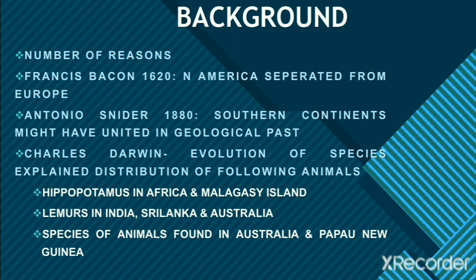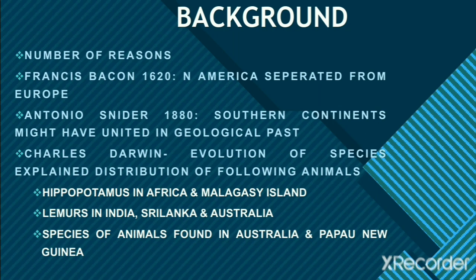In his Origin of Species, Darwin explained the distribution of certain animals in some parts of the world. One was with regard to the distribution of hippopotamus in Africa and Madagascar Island, which was separated by about 600 kilometers of open ocean. Another one is the distribution of lemurs, which are a particular type of monkeys found in India, Sri Lanka, and Australia, and presently separated by open oceans.